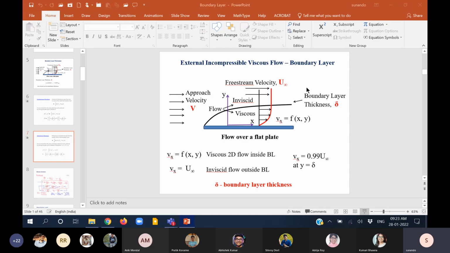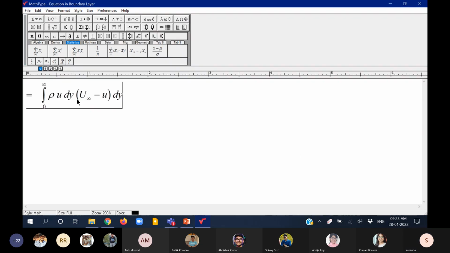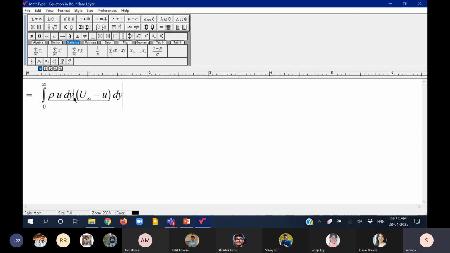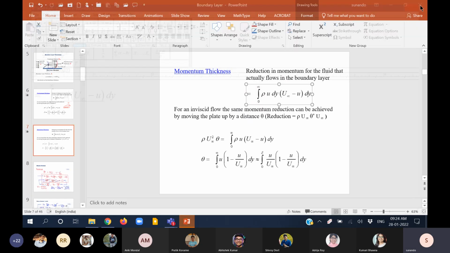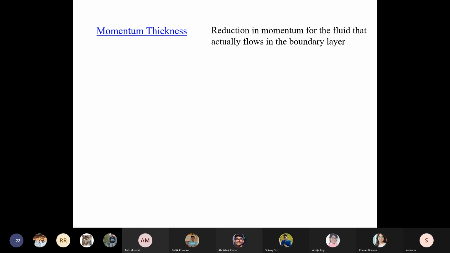Are there any comments that you may have up to this point? So this is what the reduction in momentum flow rate is.